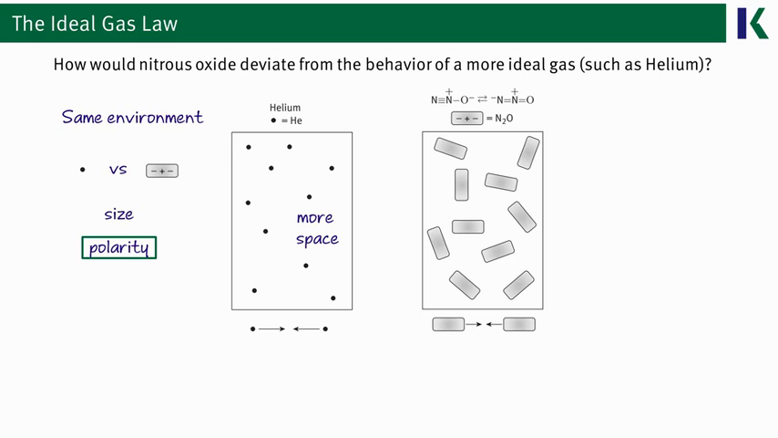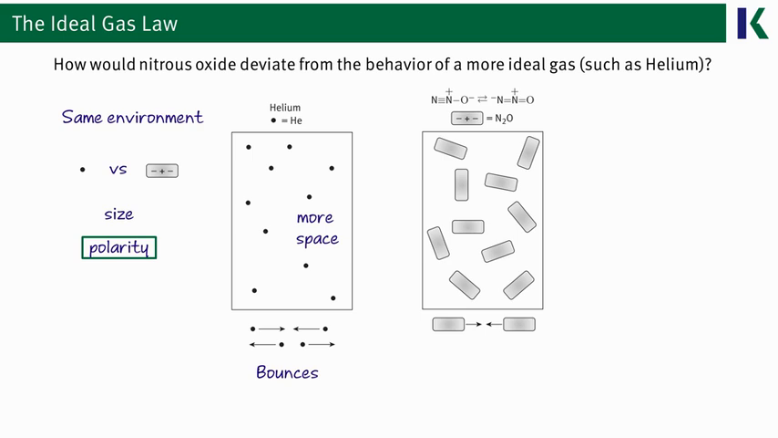If a helium molecule bumps into another helium molecule in container 1, we know that they should just bounce right off of one another. With no real charge interaction, the helium will continue to move totally freely. However, if nitrous oxide is brought close to another nitrous oxide molecule, what might they do?